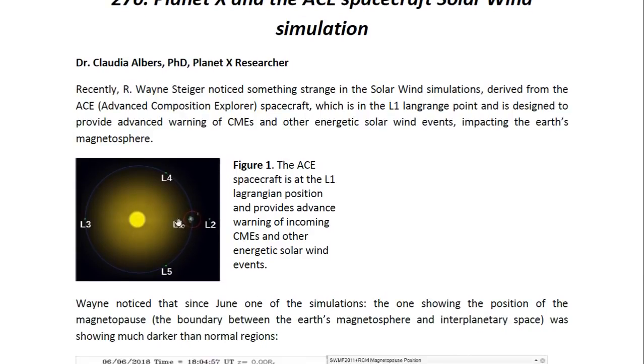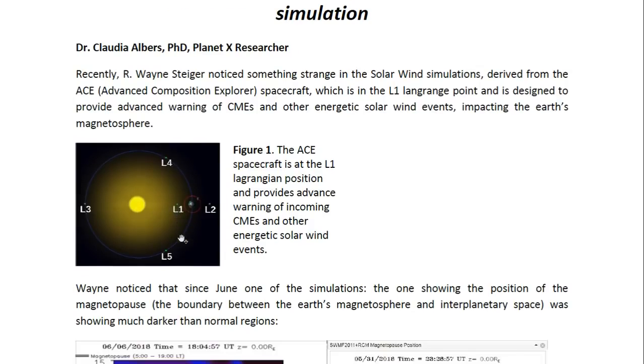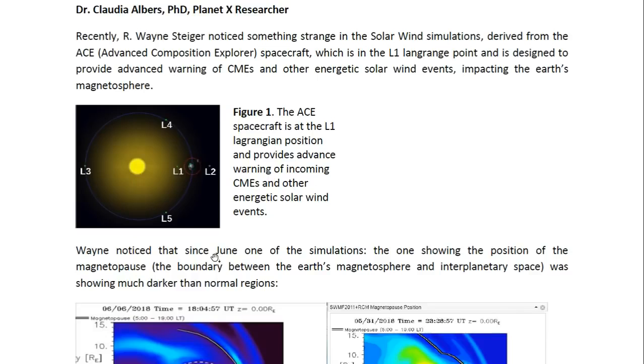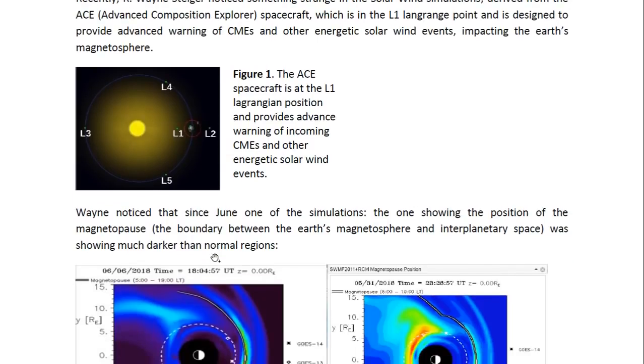And we see here where the L1 Lagrange point is, so that places the spacecraft directly in line between the Sun and the Earth. So whatever CME comes from the Sun will impact the spacecraft first, and thus it will be able to provide advanced warning to Earth as to it impacting the magnetosphere.